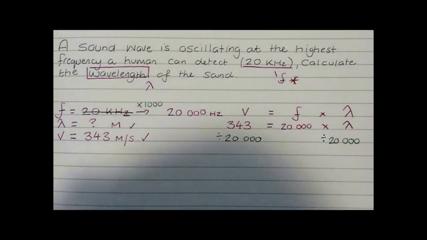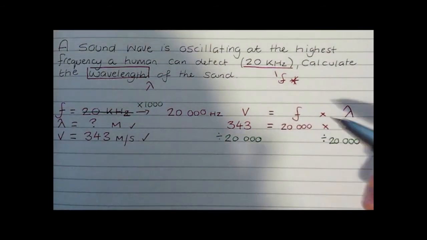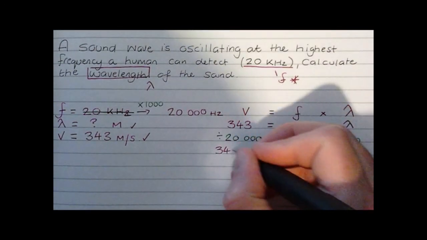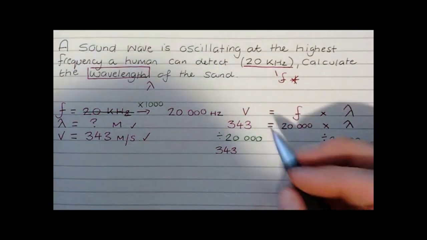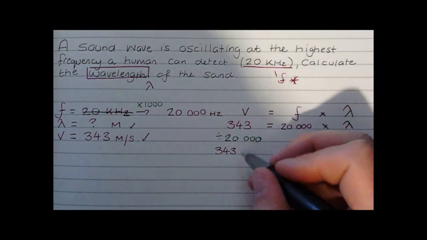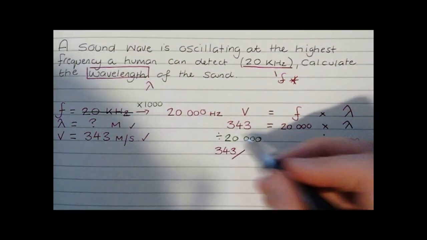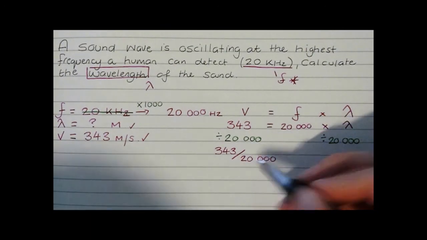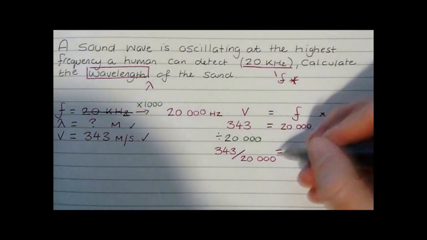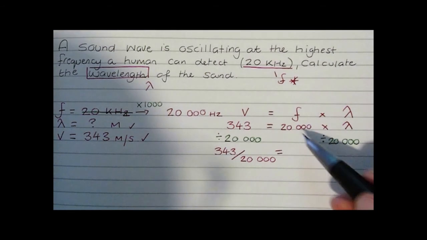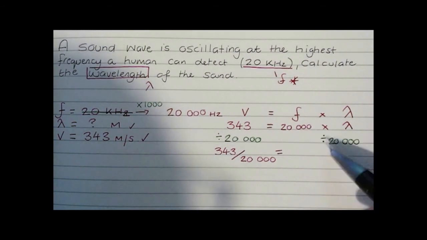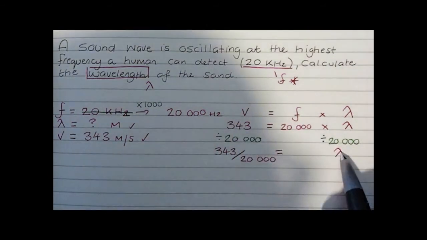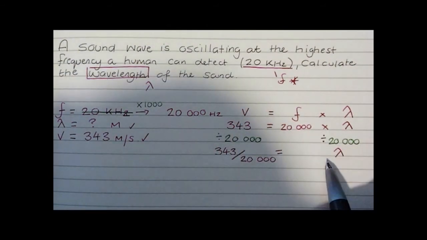So now we should combine and see what we've got. So we've got 343. Now I'm going to write it as a fraction because I prefer to put it in the calculator that way. Divided by 20,000. So 343 divided by 20,000 equals, and now we've got 20,000 divided by 20,000, so that cancels out. So it equals the wavelength. So now the subject is on its own on one side of the equal sign.